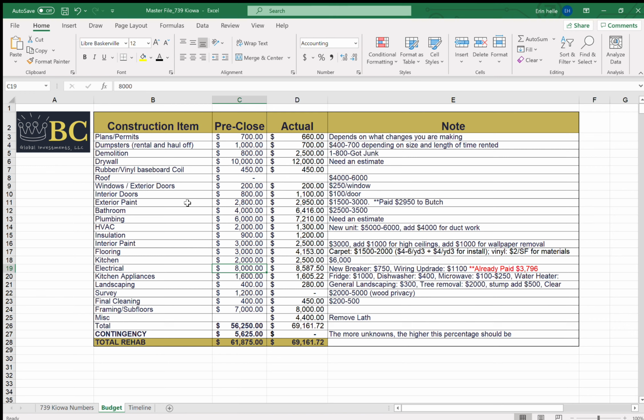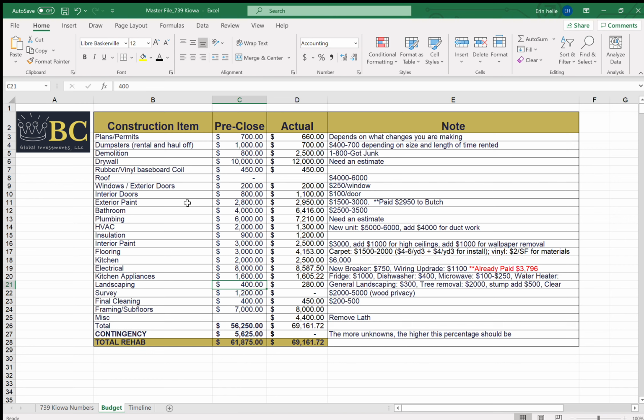Electrical, we got a bid for $8,000. It ended up going up to $8,587, and the increase was largely because the plumbers actually put the water heater in the wrong place, and the inspector came out and said it wasn't going to fly, so they had to move it, which meant we had to bring the electricians back out and they had to rewire it. So that was the increase there. We estimated $1,600 for kitchen appliances. We came in right at that, $1,605.